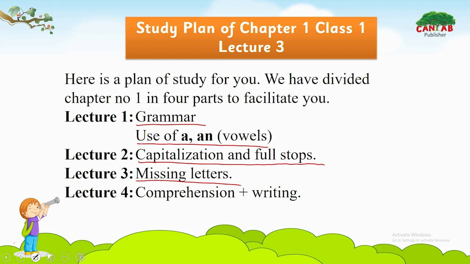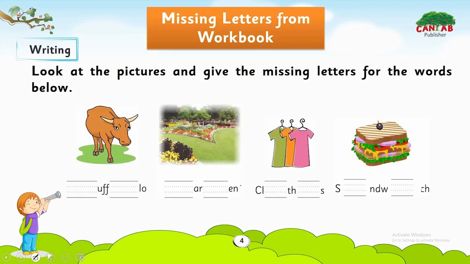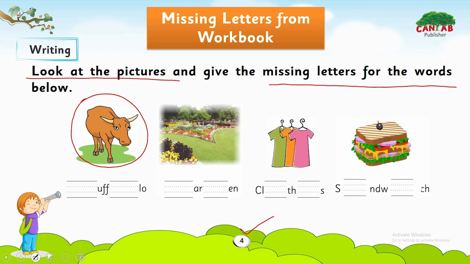So swiftly moving towards our lecture, we have to find out the missing letters in the given words. You should open your word book and the page number is 4. Look at the pictures and give the missing letters of the words. Here you have to use your visuals, your eyesight to look at the pictures, and fill up the spellings below.